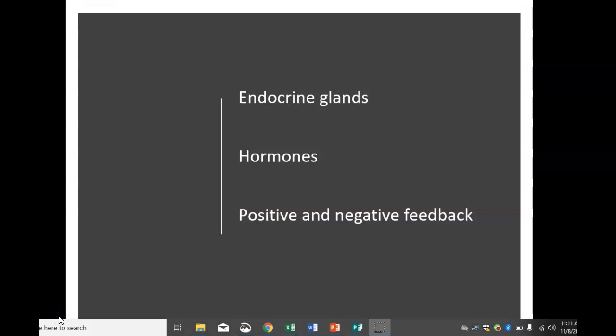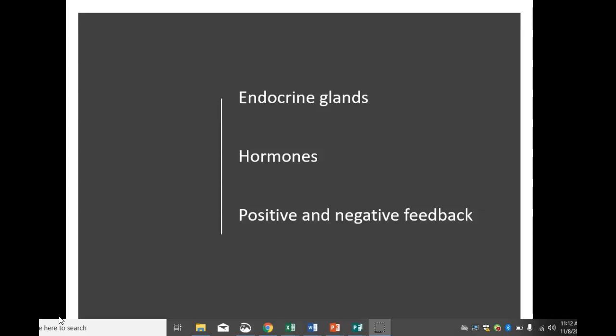So just to repeat, the endocrine glands release hormones. Those hormones are actually ligands for receptor proteins on the surface of target cells. When the hormones stop being released, the ligands stop binding and the target cells stop responding. That is called negative feedback.